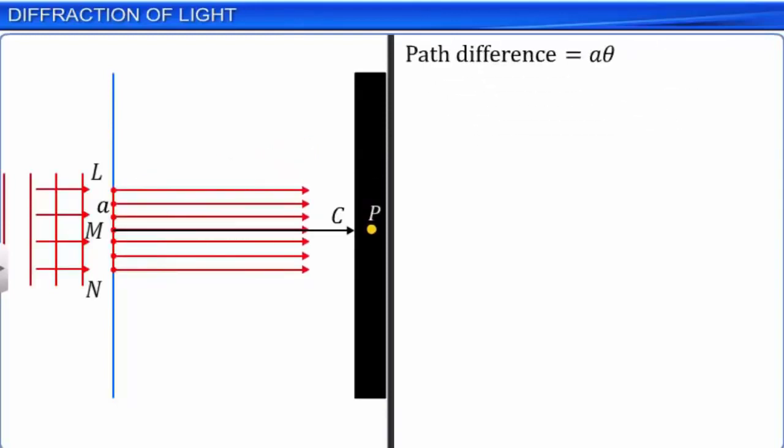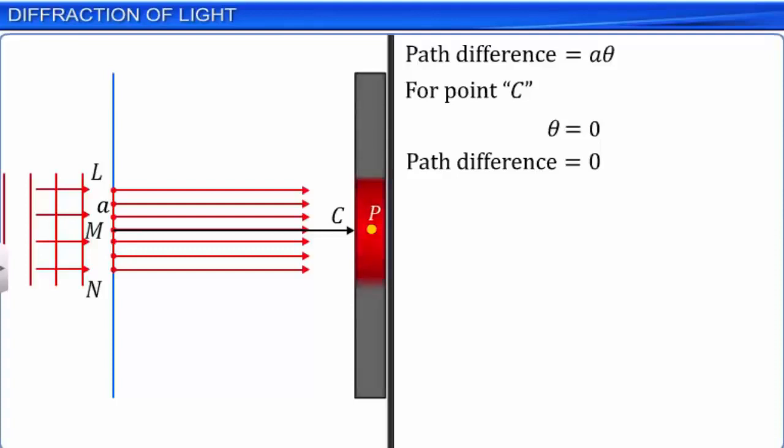From the figure, we can see that angle theta is 0 for point C. That means waves from all the point sources reach C in phase, and hence all path differences are also zero. Which means waves from all parts of the slit contribute in phase at C. They interfere constructively and produce maximum intensity at C.